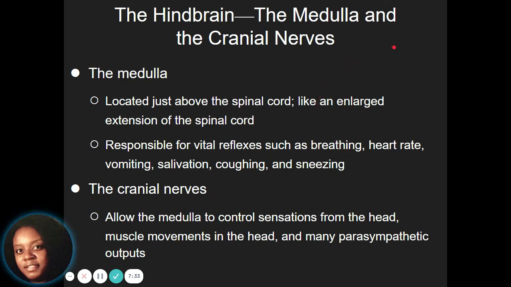The medulla, which is just above the spinal cord, is an enlarged extension of the spinal cord, and it controls your breathing, your heart rate, your coughing, sneezing, salivation, etc. And as I said before, if it's damaged, it can be fatal because it controls your breathing, it controls your heart rate.